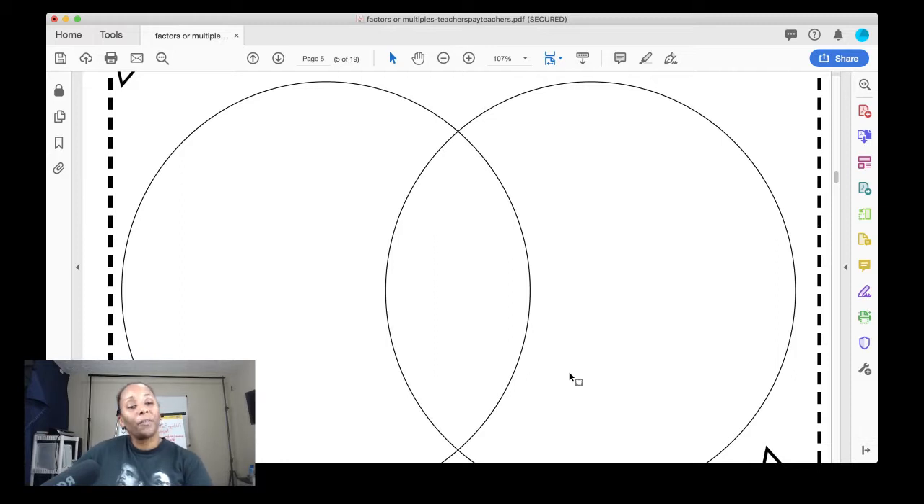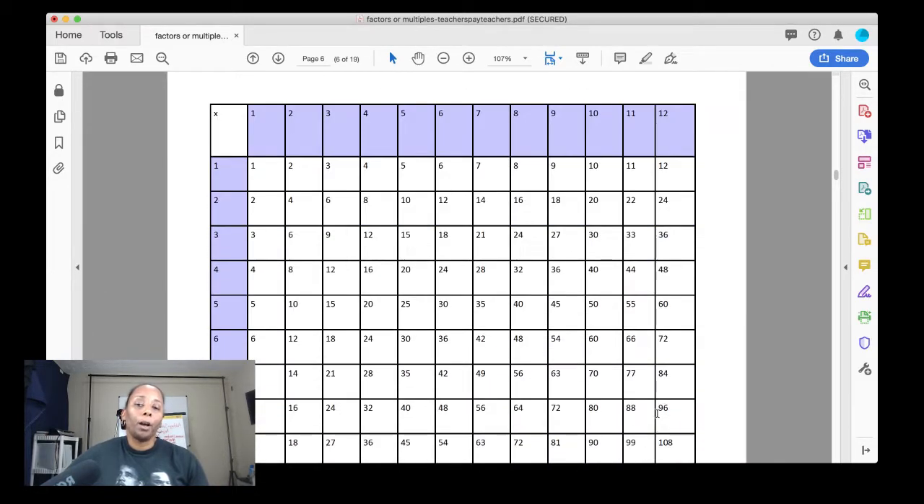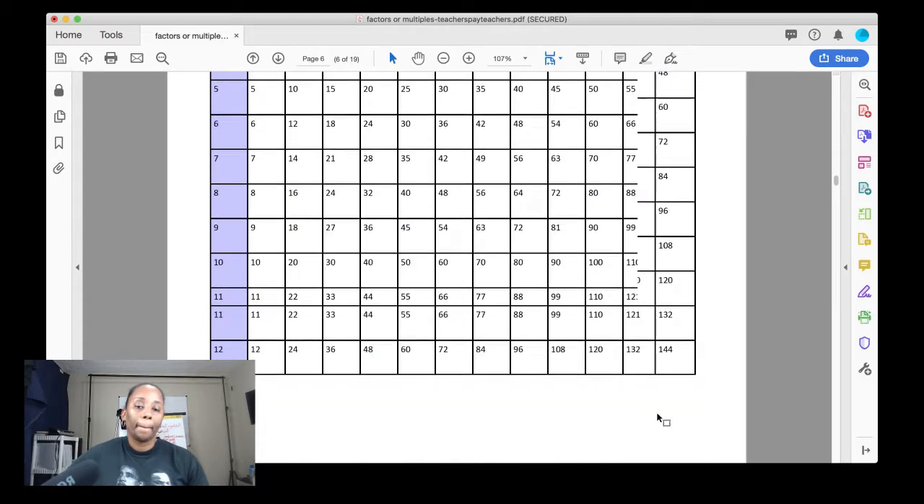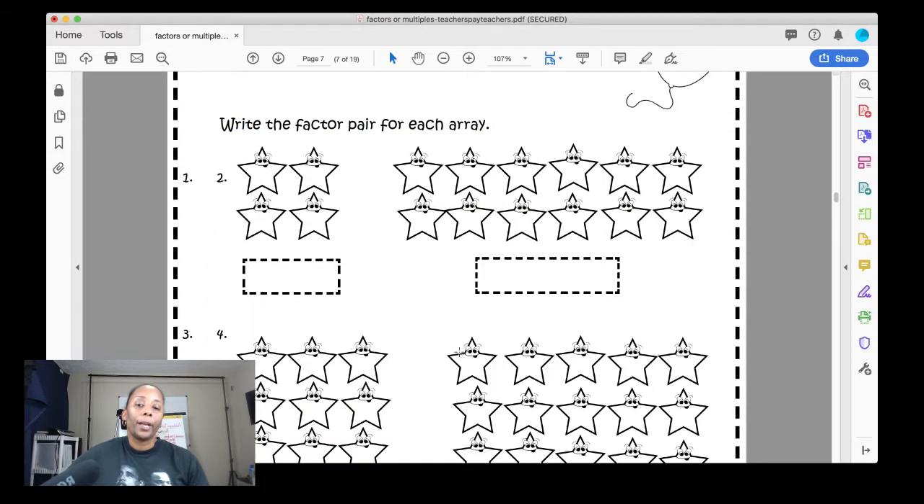Also, when you're simplifying fractions, a lot of the students get confused on whether it's a factor or a multiple. They don't know which one it is. So this is another example. And then I put in a multiplication chart, and then hooray arrays.